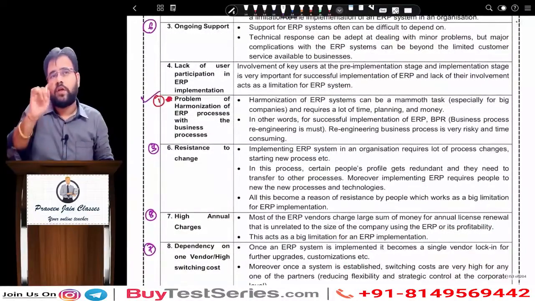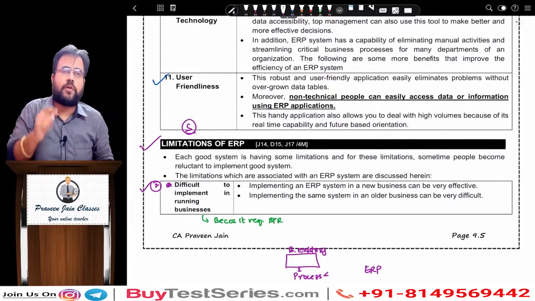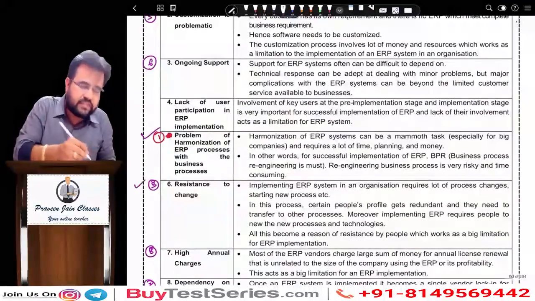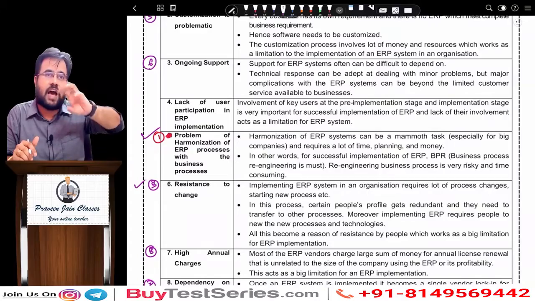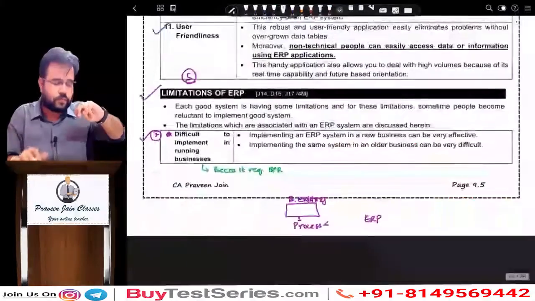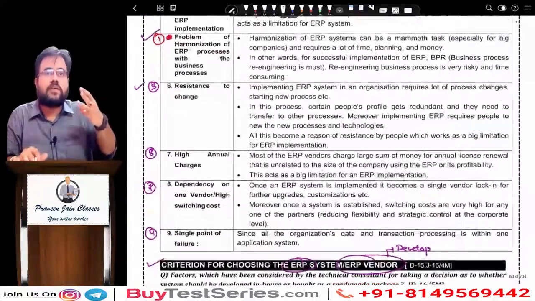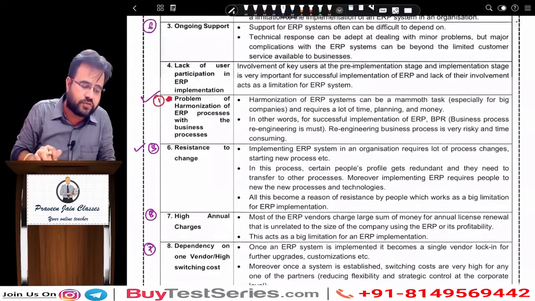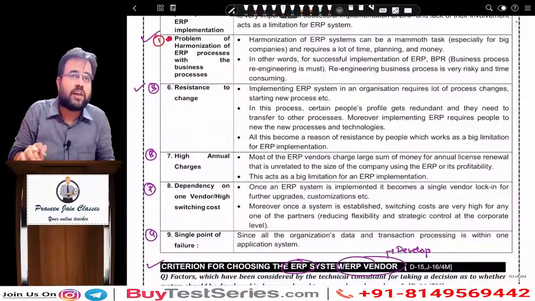Clear? Next. So now if it is difficult to implement with existing process, what you will do? You will go for a new process, and every time employees do not like a new process. So can I say that is what I mean by resistance to change. So see the story, sir. First point is what, sir? You cannot implement with existing process, harmonization problem, sir. So second point what I am saying, sir, it is difficult to implement in running business operations, sir. Third point what I am saying, sir, it will be very difficult because employees will not like new processes, sir. So resistance to change. Resistance to change means employees not welcoming the new software.